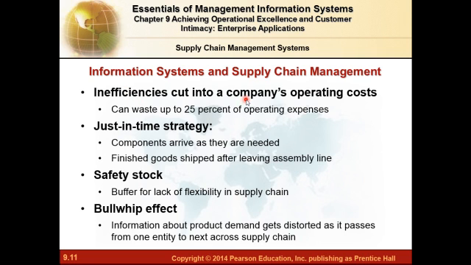Inefficiencies cut into a company's operating costs. These inefficiencies can raise up to 25% of operating expenses. And then the just-in-time strategy: the components arrive as they are needed, and finished goods are shipped after leaving the assembly line. So the just-in-time strategy can make the operation in the organization become efficient.